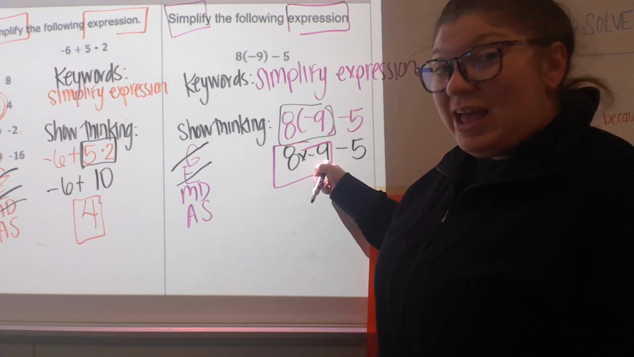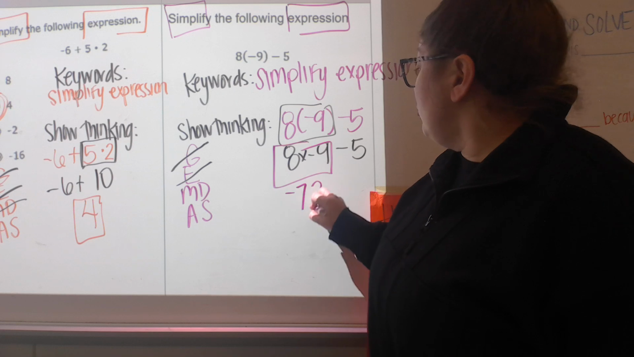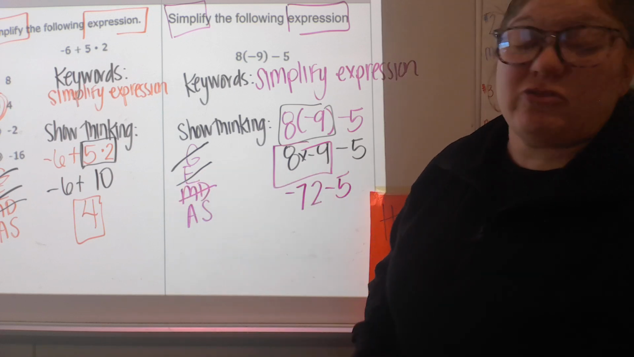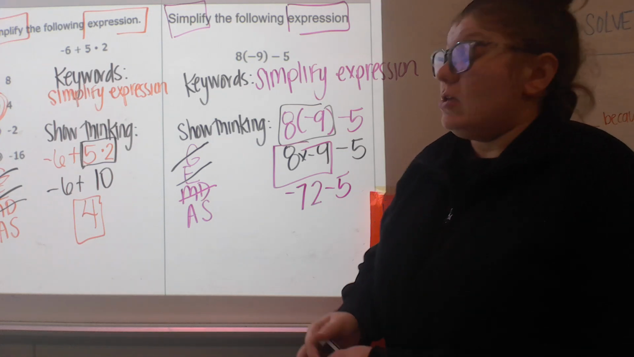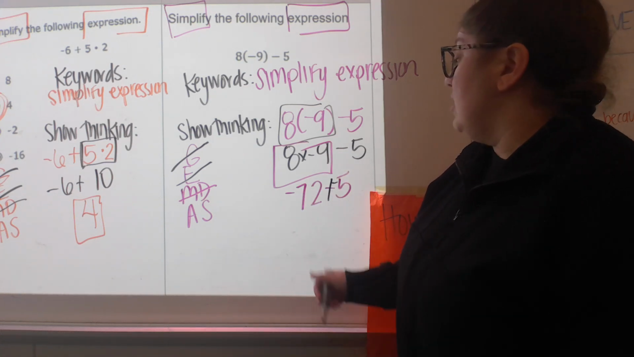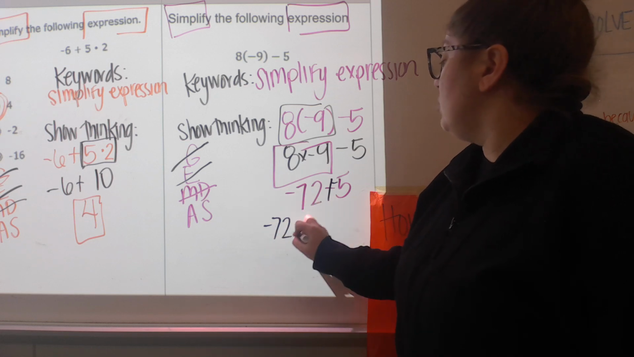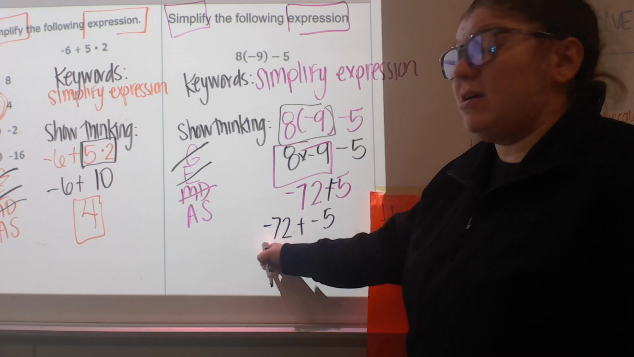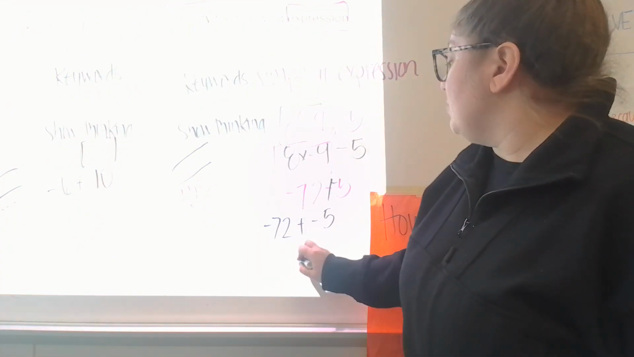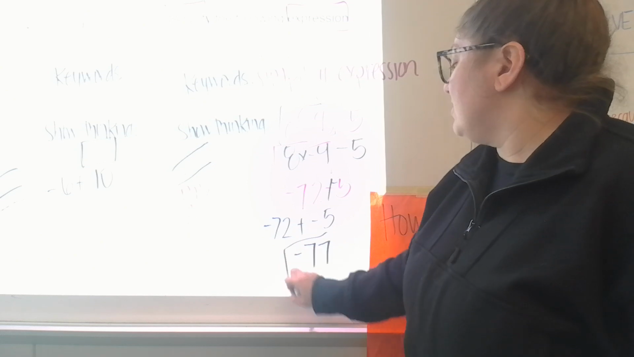8 times negative 9 gets me a negative 72. Negative 72 minus 5. So I should have that next, right? Okay. So remember, subtracting integers is the same thing as adding the opposite. Negative 72 plus a negative 5. They are the same sign. So I'm going to add them together. So my answer should be a negative 77.